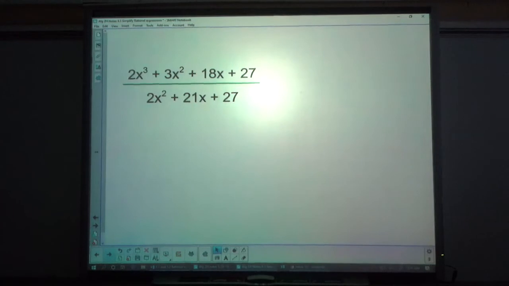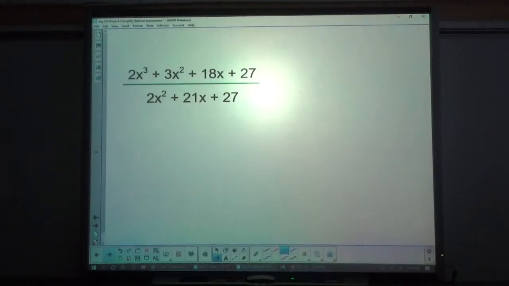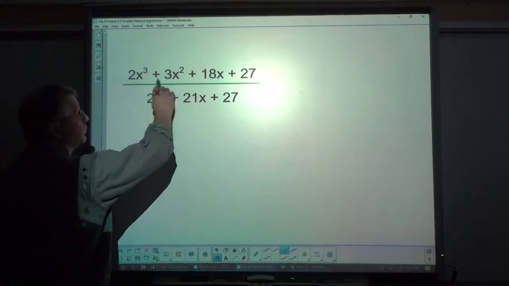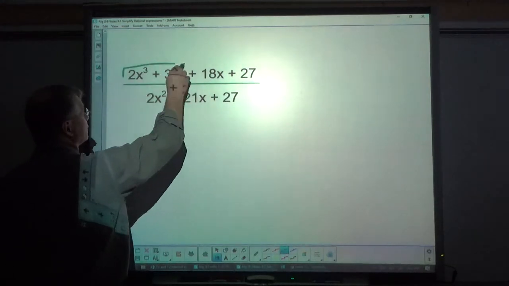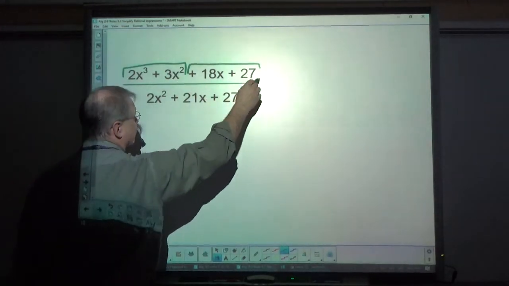All right, now you're looking at this one and you desperately want to reduce those 27s, but remember, you can't reduce something that's part of an addition or subtraction individually. So what I have to do here is factor properly. On top, 4 terms. That gives you a big hint. Group factoring. There's no GCF. So I'm going to do this kind of group and that kind of group.